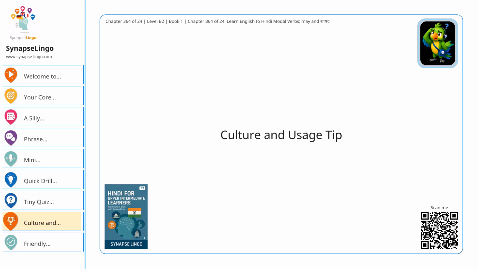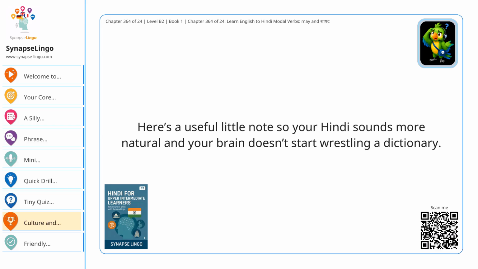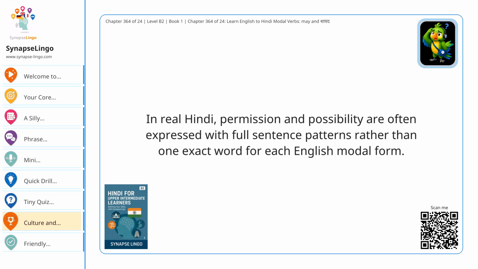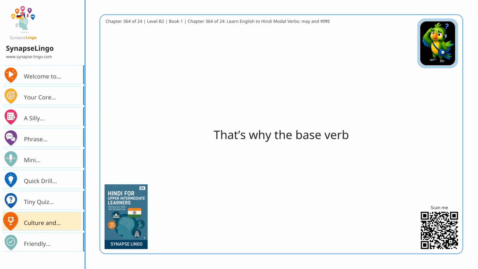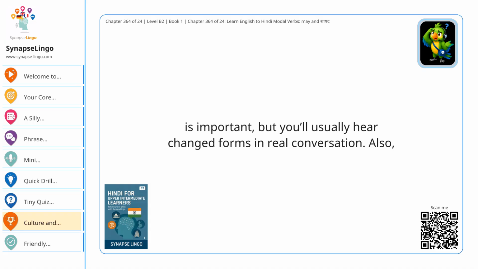Culture and usage tip. Here's a useful little note so your Hindi sounds more natural and your brain doesn't start wrestling a dictionary. In real Hindi, permission and possibility are often expressed with full sentence patterns rather than one exact word for each English modal form. That's why the base verb saknā is important, but you'll usually hear changed forms in real conversation.